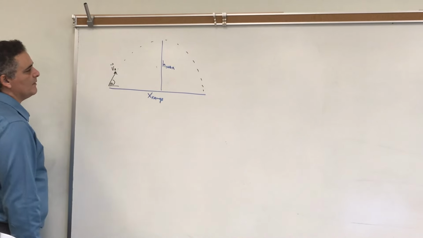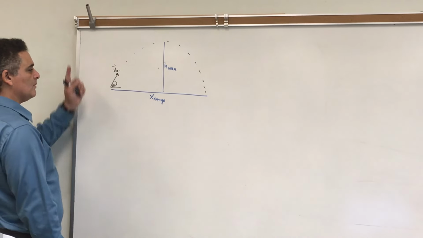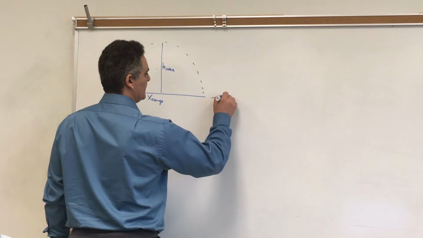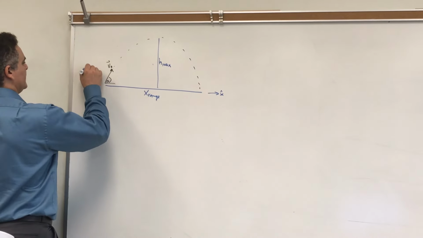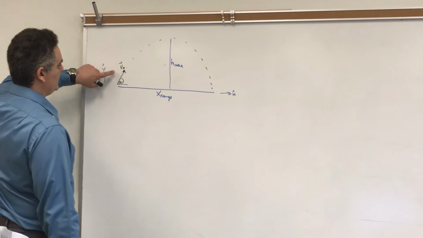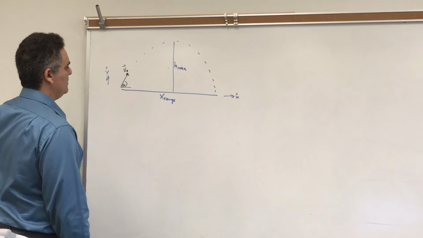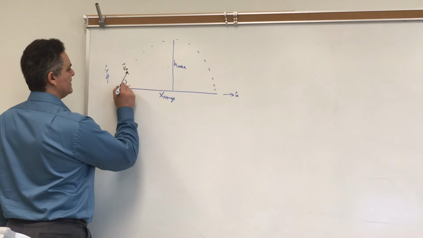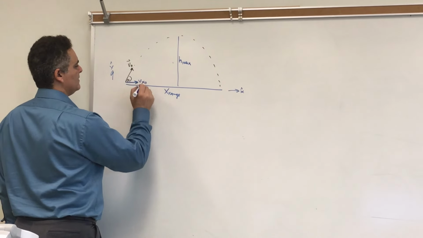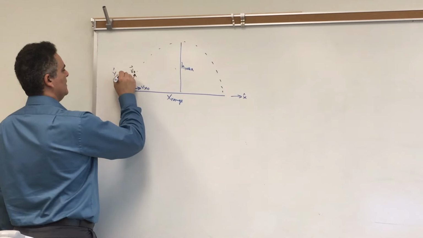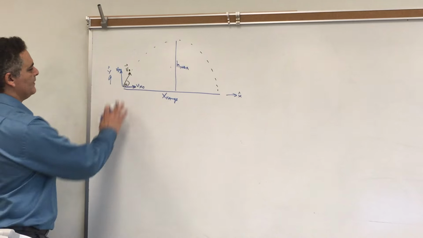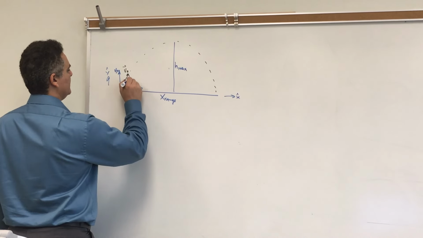When we do this problem though, this is a two-dimensional problem. It has a vertical part and horizontal part. If you consider this to be our x direction, we consider this to be our y direction. Then in that context, we have to break this into vector components. So we can take this and say, this is going to be my vx0, and this is going to be my vy0.